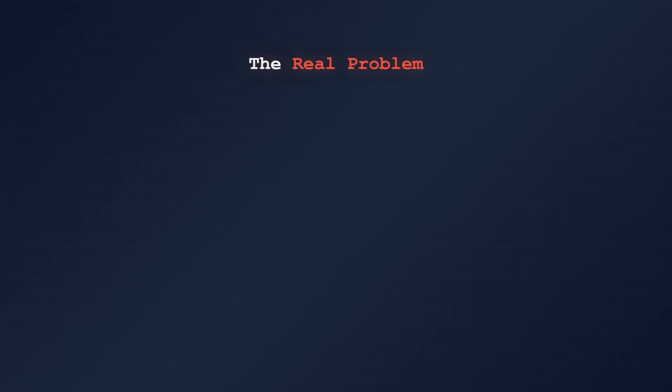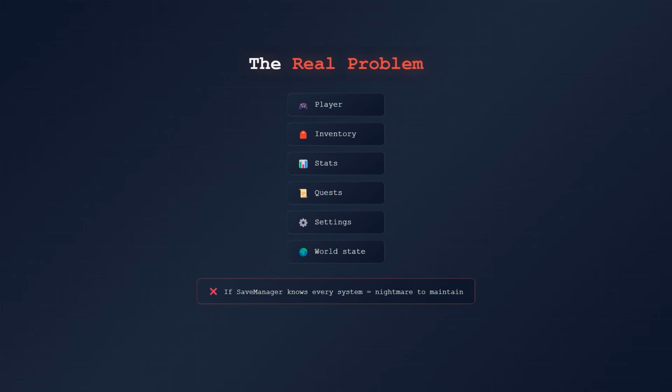Now here's the real problem. If Save Manager manually knows every system, it becomes a nightmare. Every time you add a new feature, you have to come back and edit Save Manager. So instead, we'll flip it. Save Manager does not know your game. Your game systems are going to tell Save Manager what to save.